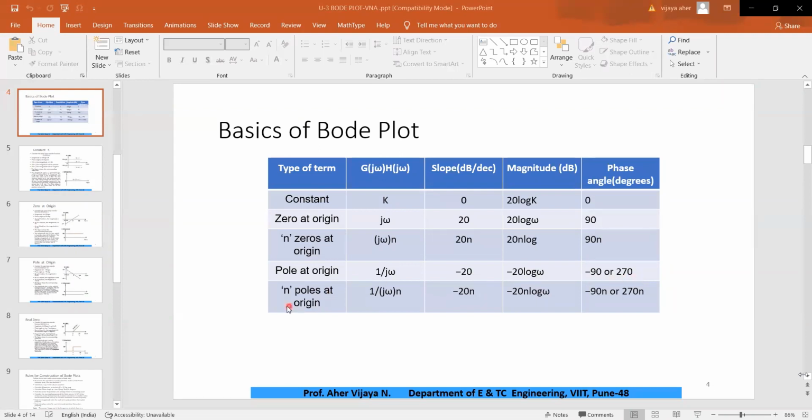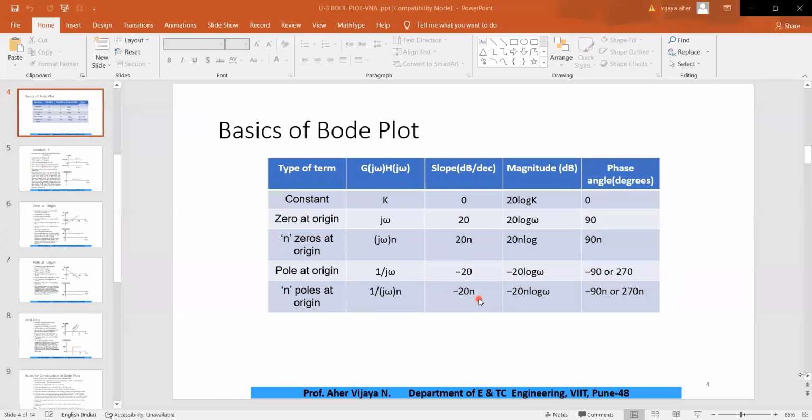Okay. Now, next, nothing but number of poles at origin. So n poles at origin. So you have to multiply by n. 1 divided by j omega multiplied by n. So what is slope? Slope remains as it is, only you have to multiply by n number of poles. Minus 20 into number of poles, n number of poles. So you will get slope of that pole.